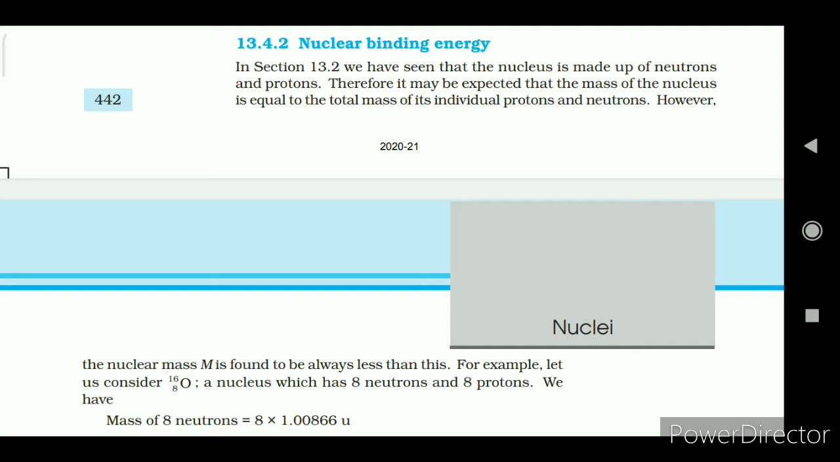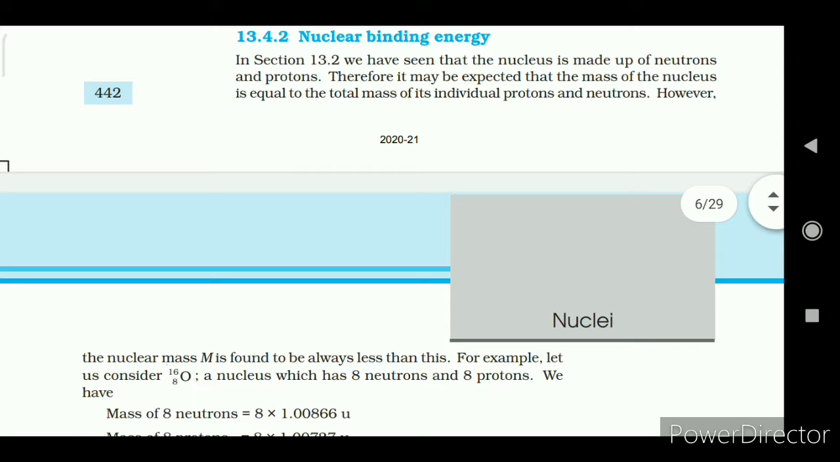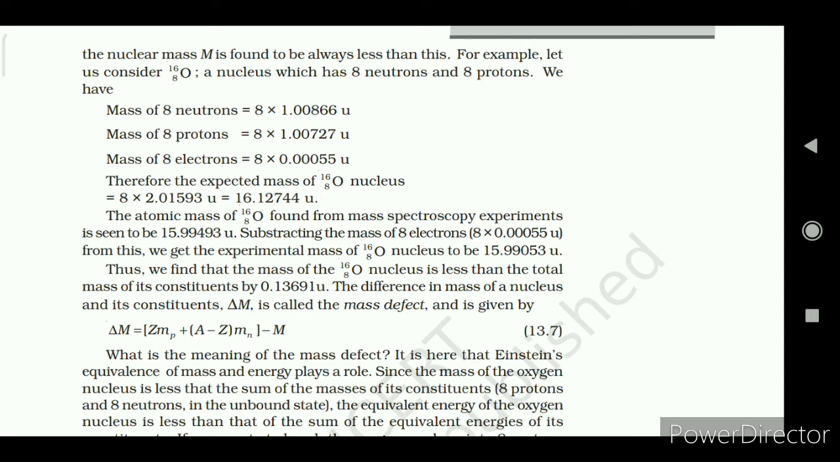We can draw some conclusions from these two observations. Number 1, the force is attractive and sufficiently strong to produce a binding energy of a few megaelectron volt per nucleon. Number 2, the constancy of the binding energy in the range 30 less than A less than 170 is a consequence of the fact that nuclear force is short-ranged.